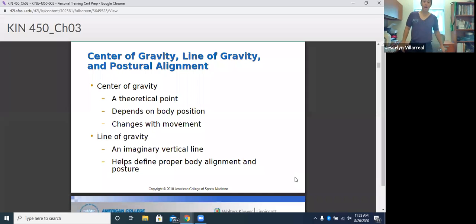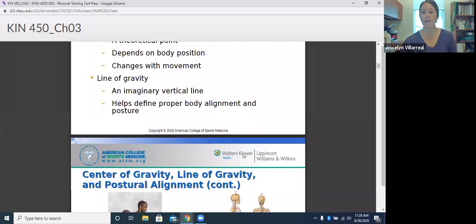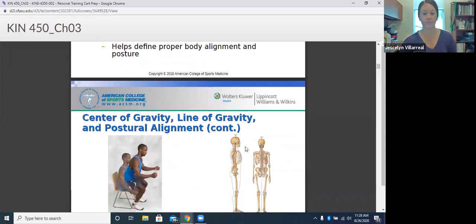The line of gravity is an imaginary vertical line. It's going to help define proper body alignment and posture. So that's an important one when working with clients. We say ground through the feet, keep your core tight. We're trying to keep the line of gravity so that that person stays balanced.